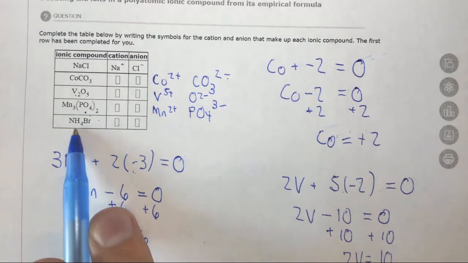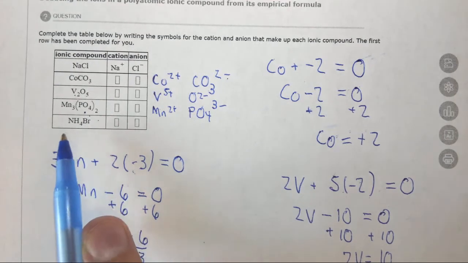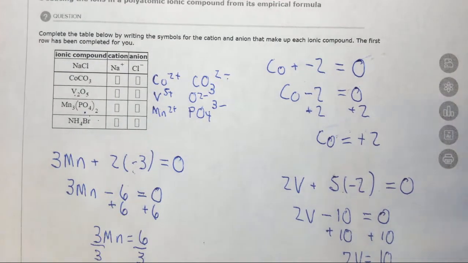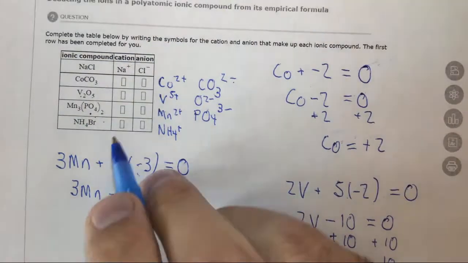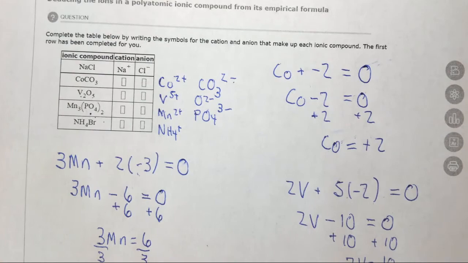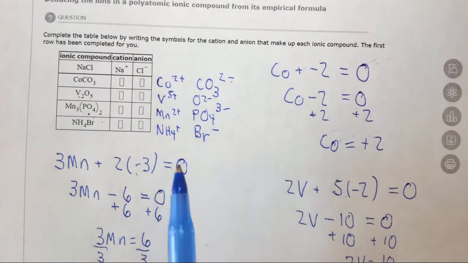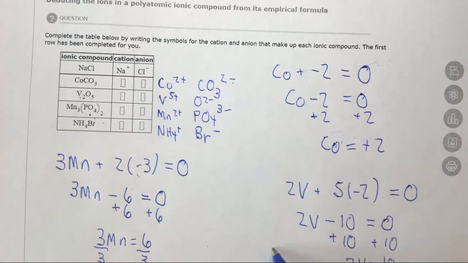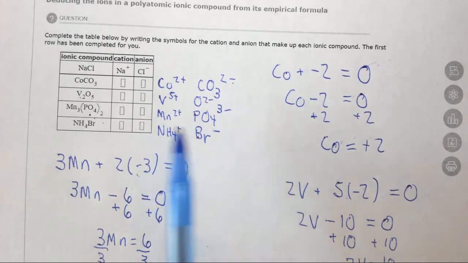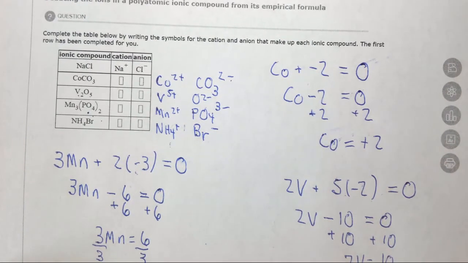Finally, we have ammonium and bromide. Ammonium is a well-known polyatomic ion, NH4+, and bromide is Br-. In this case, we don't actually need to do any of this math, because both of these are well known. Ammonium only has 1 charge, bromide only has 1 charge, so we don't need to do the math to figure it out.